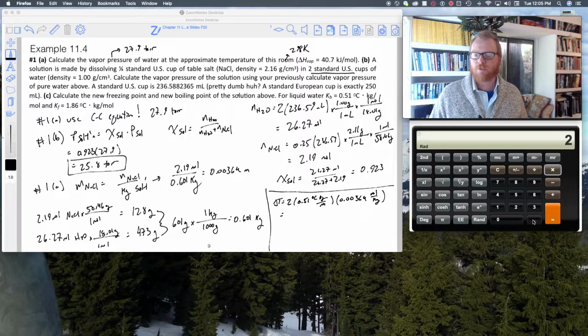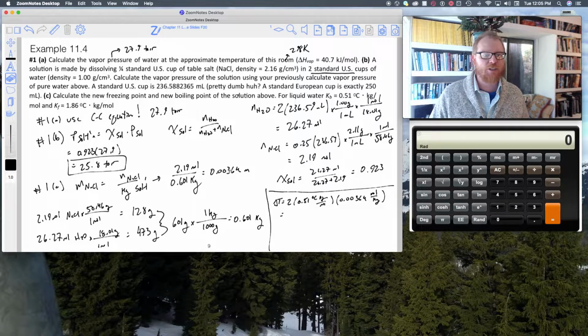Okay, so let's see what I get there. So 2 times 0.00364, I suppose I could have left that number in the calculator, times 0.51 equals, and so not a whole, oh, you know what I think I did wrong here? Oh my gosh. I calculated this molality wrong because there should have been a much bigger difference in the boiling point, and I think I know what I did. I think I divided it by 601 instead of 0.601. So let's try that again.